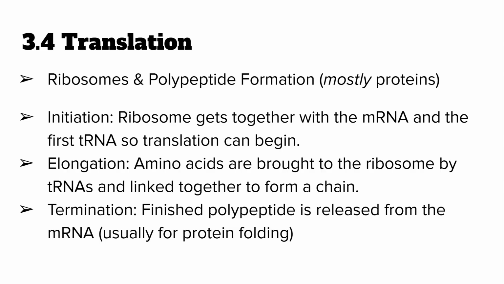Once the string of amino acids, which we call a polypeptide, is done being assembled, it's released from the ribosome and it is processed, usually through a process called protein folding, because proteins not only need the right set of amino acids, they also need to be the right shape in order to do their job. So protein folding finishes that up. We are not going to talk about protein folding very much. We're focusing on initiation, elongation, and that release and termination.